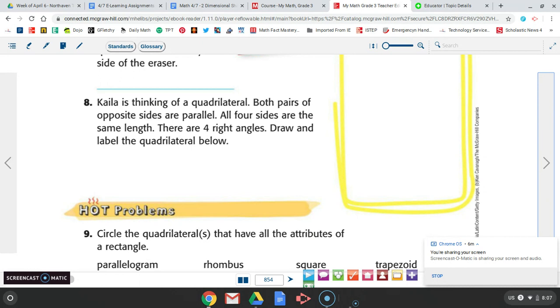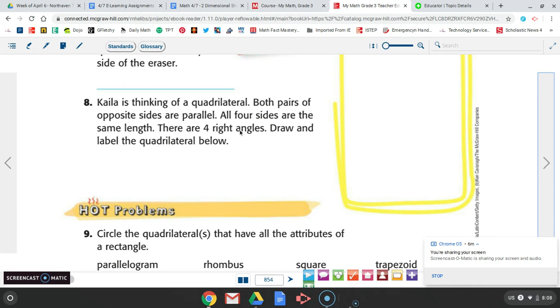Last one for today. Kayla is thinking of a quadrilateral. Both pairs of opposite sides are parallel. So think about it. The top and bottom are parallel, right and left are parallel. All 4 sides are the same length. Ooh, that's a big clue. All 4 sides are the same length. So now I'm thinking it has to either be a square or a rhombus, right? Because those are the only shapes that have equal sides.